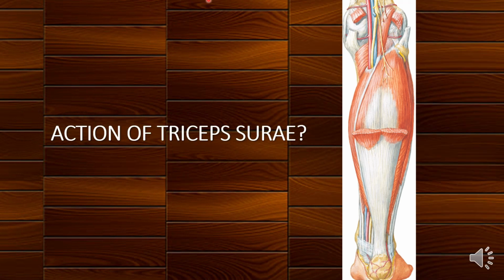What is the action of triceps surae? The two gastrocnemius and the soleus together form the triceps surae, and the conjoint tendon of triceps surae is tendocalcaneus. The triceps surae is a strong plantar flexor of the ankle joint. Since gastrocnemius and plantaris are taking origin from the femur, they cross the knee joint, so they will have an action on the knee joint, that is, they will help in flexion of the knee joint. So gastrocnemius and plantaris will help in flexion of the knee joint. The gastrocnemius and soleus will help in plantar flexion of the ankle joint.